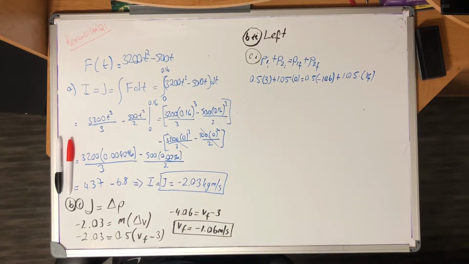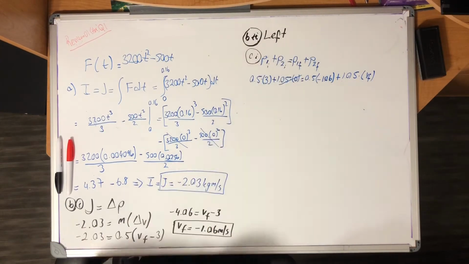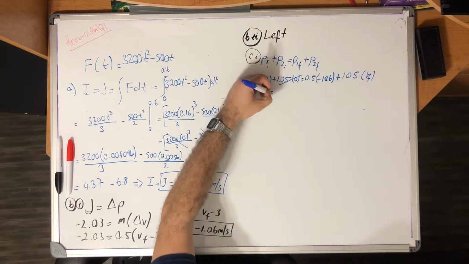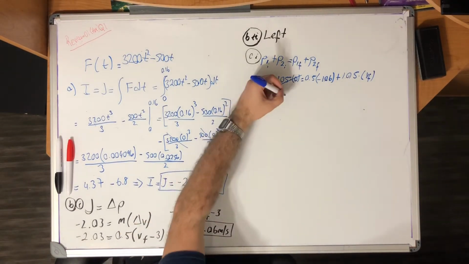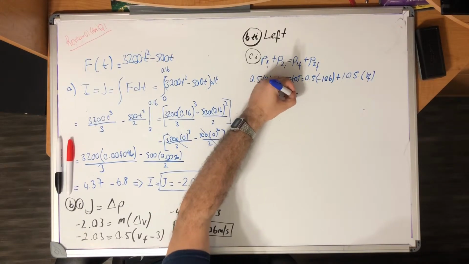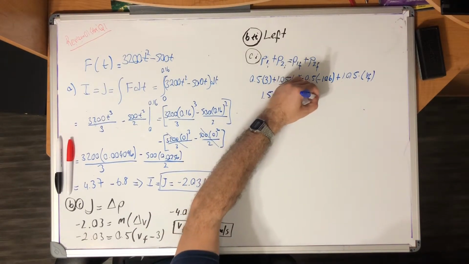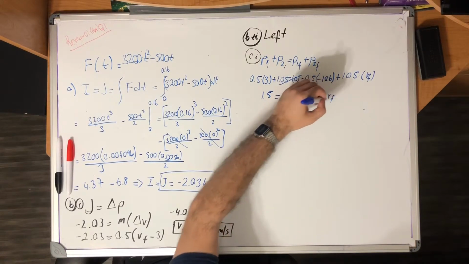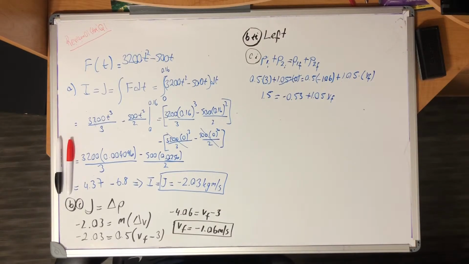So if you do all of the calculations, you're going to have 0 over here, so 3 times 0.5 will be 1.5, and that is equal to 0.5 times negative 0.6, which is negative 0.3, plus 0.05 V final. So we are trying to solve it for V final again.